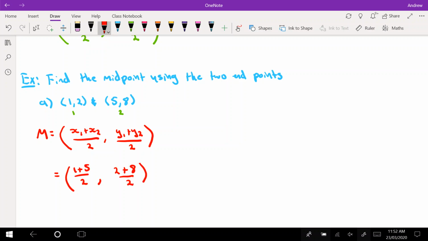What's 1 plus 5? 6. Divide by 2? 3. 2 plus 8, 10. Divide by 2, 5. So your midpoint is 3, 5.